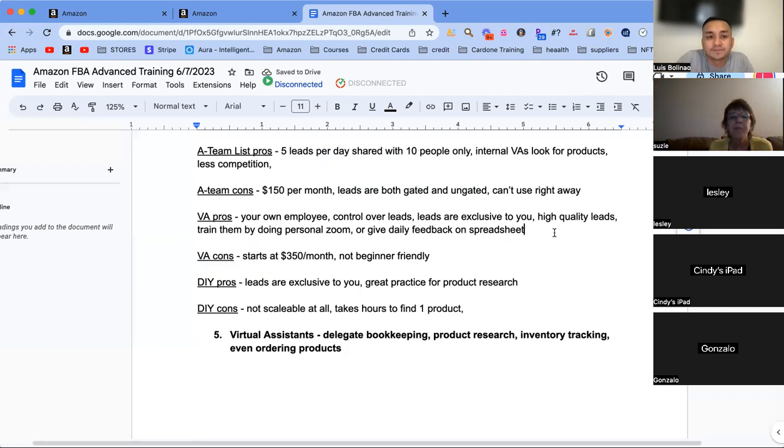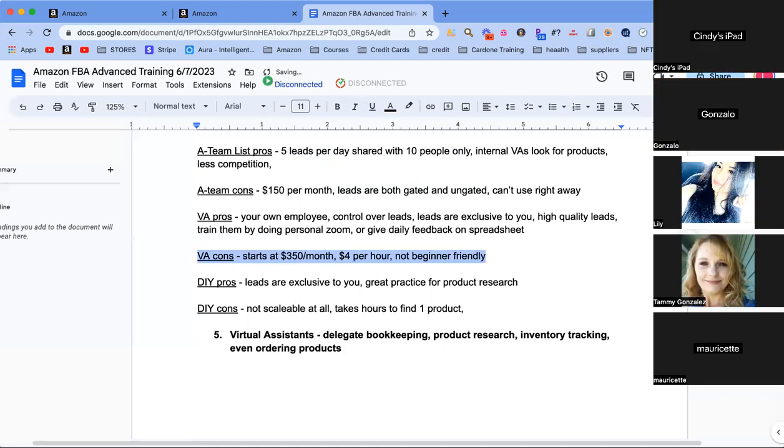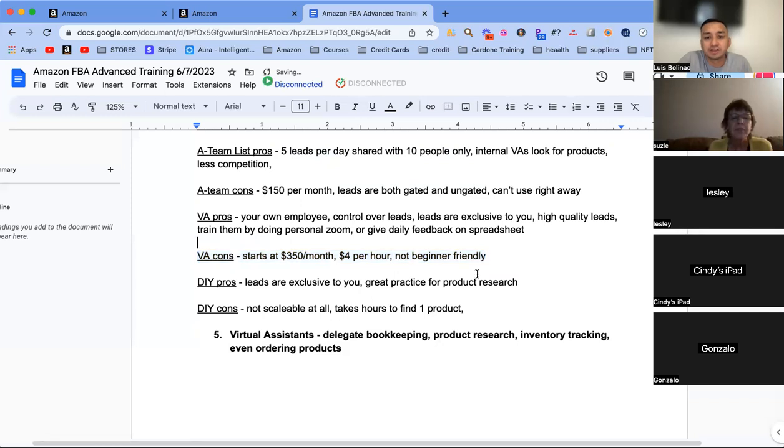The cons is obviously the cost. They start at like 350 a month. I mean, it's not bad though, right? That's about $4 per hour. It's not bad. And this one is not beginner friendly because you need to understand what they're giving to you, right? If you don't have the skill set, then you won't understand why they're giving you a certain product. You guys agree? Yes.